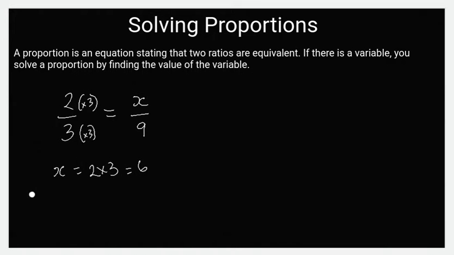So this will be the proportion. 2/3 is equal to 6/9. And if you simplify 6/9, you'll definitely get 2/3. That's 6 divided by 3 gives you 2. 9 divided by 3 will give you 3. So that's how we use the knowledge of equivalent fractions to solve for proportions.